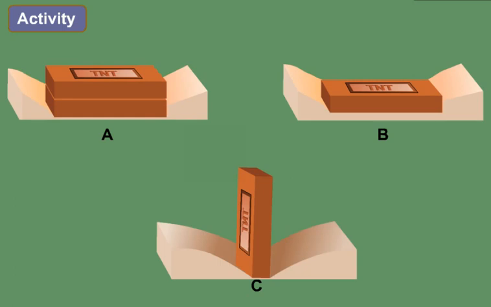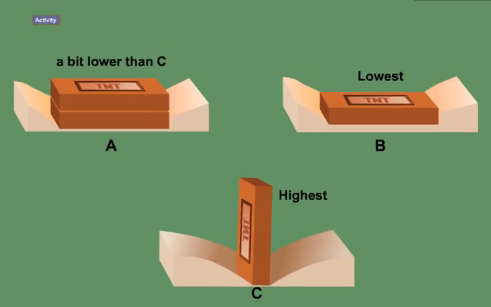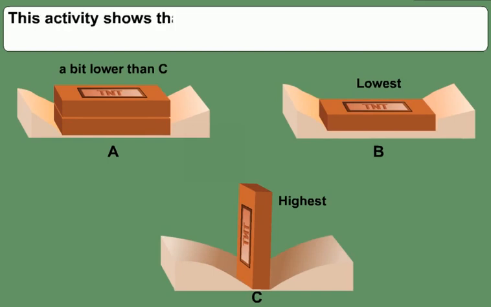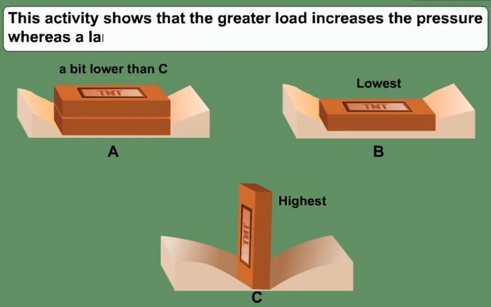For C, it will be the highest. For A, it will be a bit lower than C. And for B, it will be the lowest. This activity shows that the greater load increases the pressure, whereas a large surface area decreases the pressure.